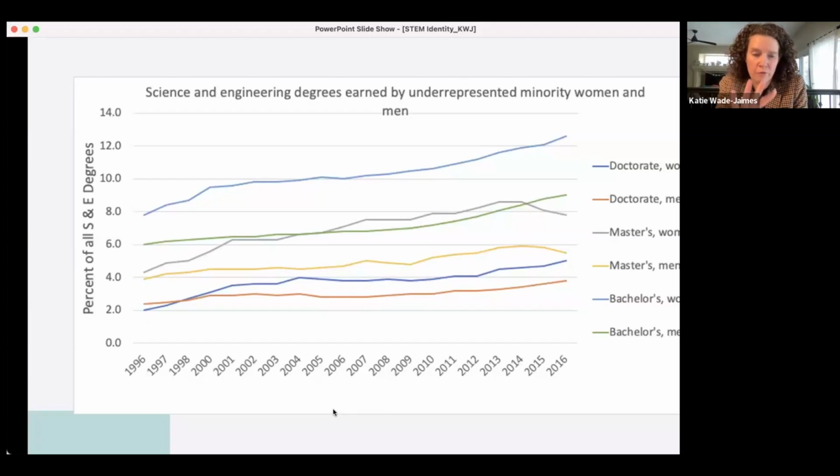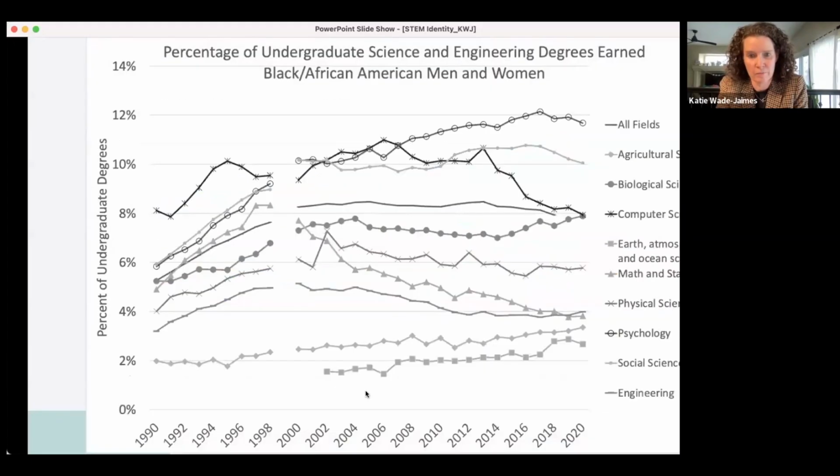So I'm going to show you 4 graphs now, and I'm just going to give you about 20 seconds on each graph to see what you think the key takeaways are.